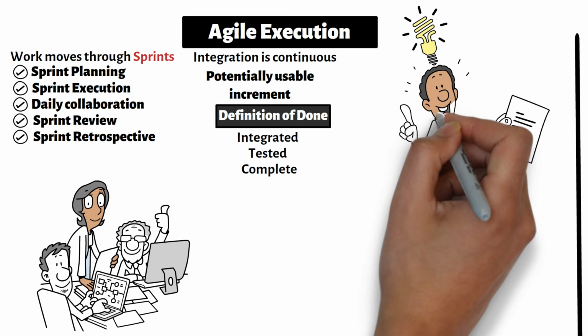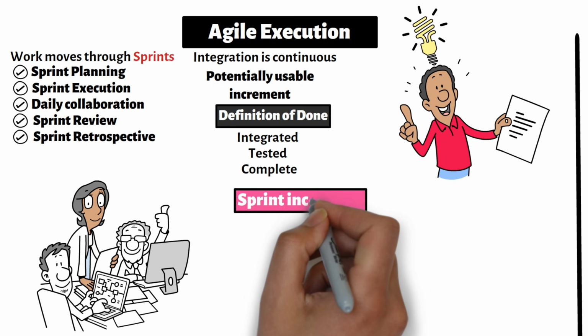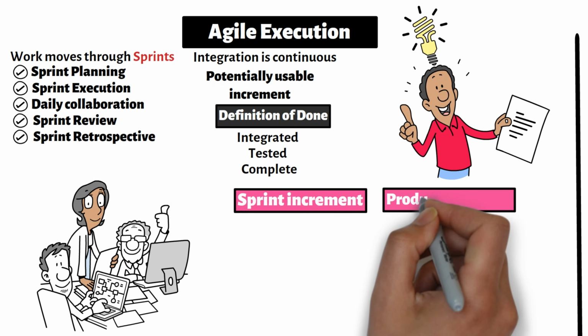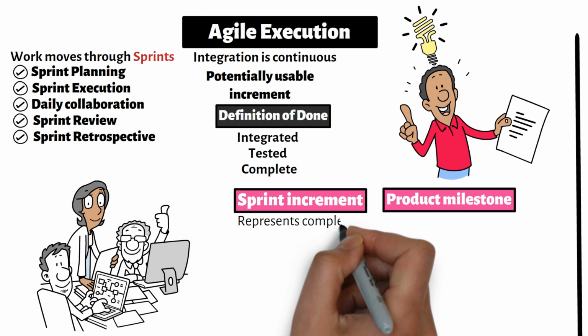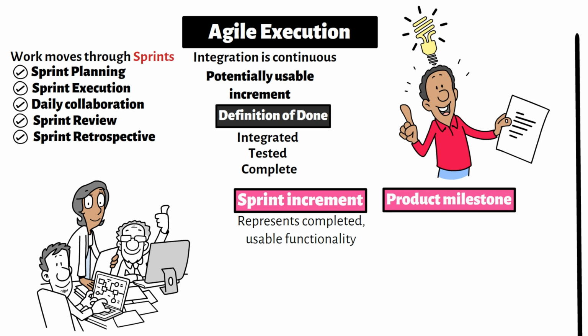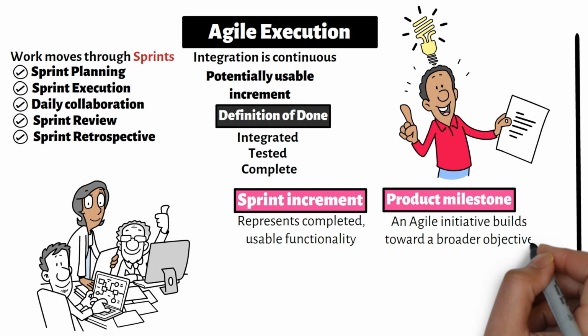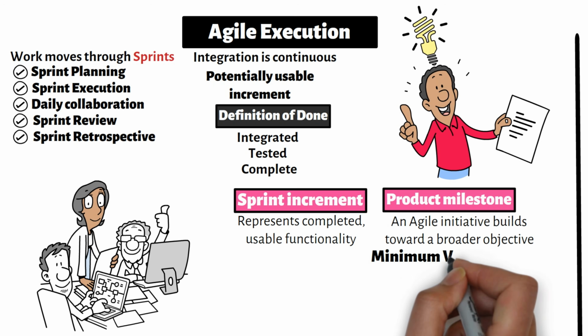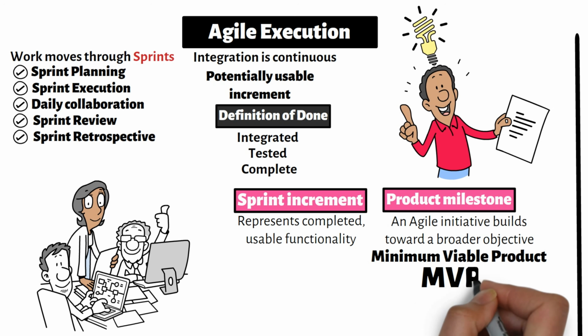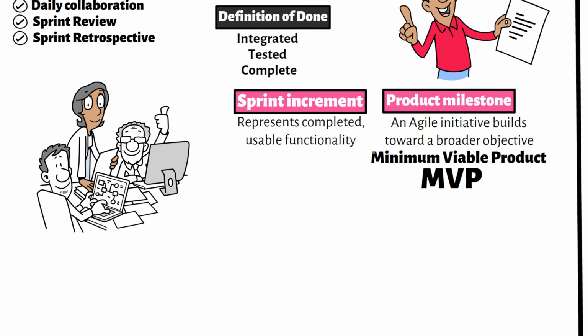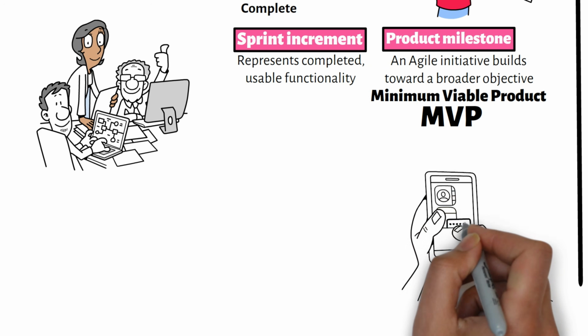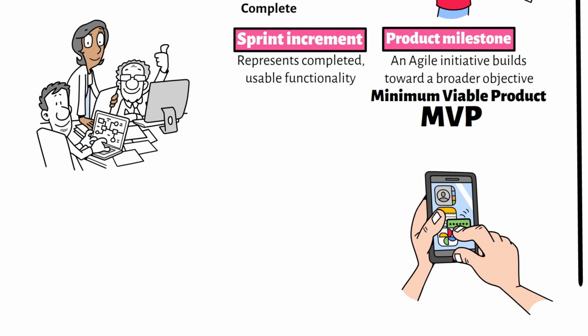However, it is important to distinguish between a sprint increment and a product milestone. A sprint increment represents completed, usable functionality. But an Agile initiative often builds toward a broader objective known as the minimum viable product, or MVP. The MVP is the smallest collection of functionality that delivers meaningful value to real users.